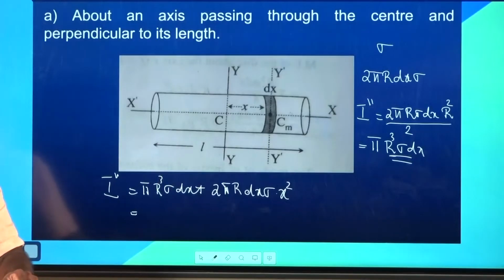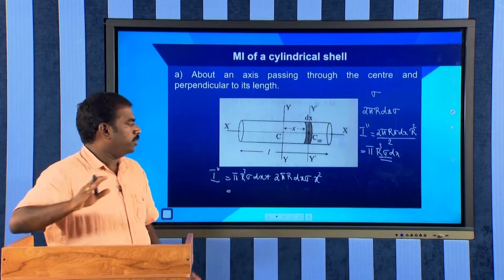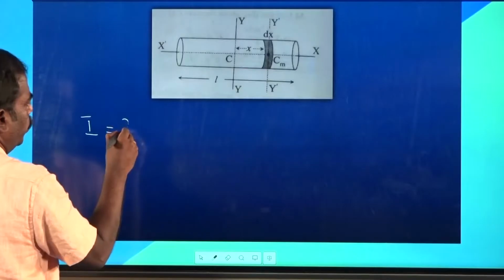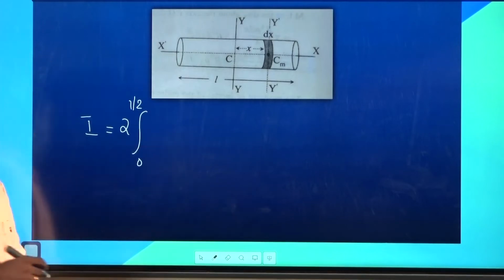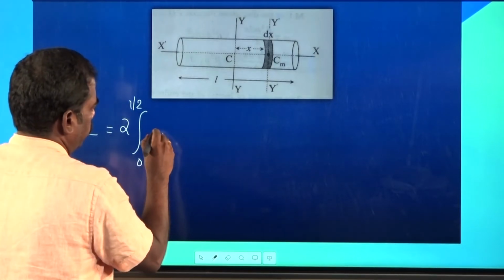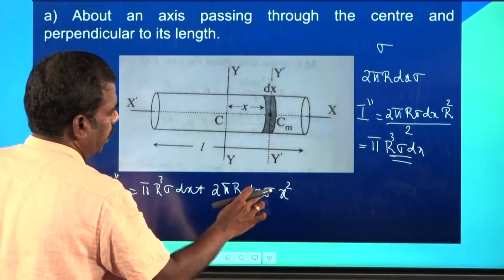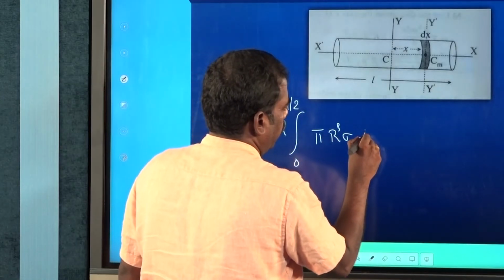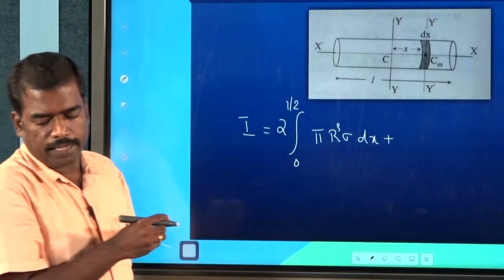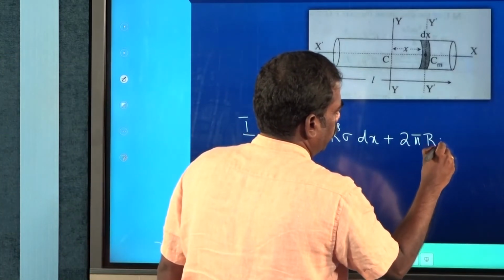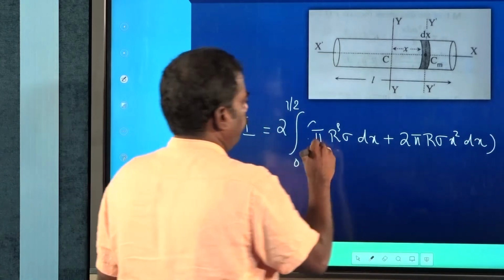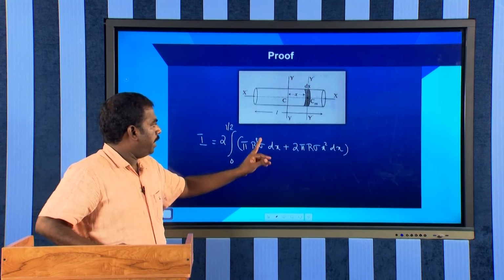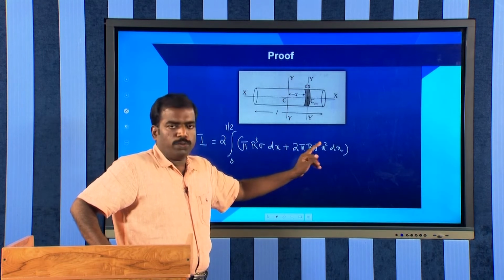Then what will we do next? We need to integrate this expression so that we arrive at the final expression. Same steps: I equals 2 into the integral from 0 to L by 2 of pi r cube sigma dx plus 2 pi r sigma x square dx. Term by term integrate. So, it is pi r cube sigma x within limits 0 to L by 2, plus 2 pi r sigma x cube by 3 within limits 0 to L by 2.